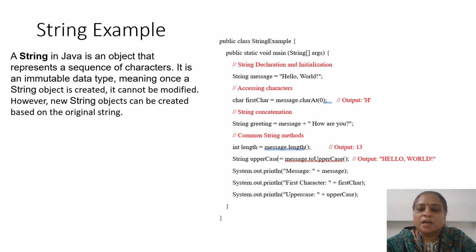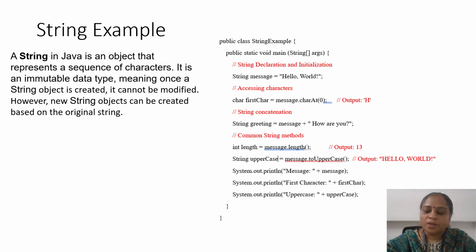And finally, I have included the code System dot out dot println of message, that is, it will print the message hello world. And I have also included System dot out dot println of first character. It means the first character H will be printed. And following that I have given System dot out dot println of uppercase. It means it will print the message in uppercase, that is HELLO WORLD.